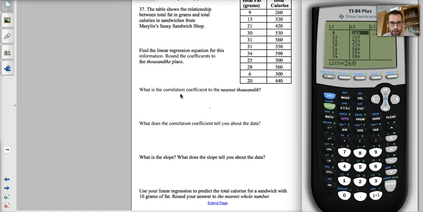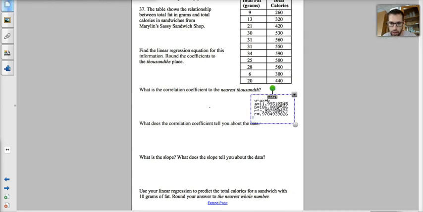Then if I'm finding a correlation coefficient, which is something I'm doing later, I want to turn my diagnostics on. So I went second, catalog, right down here by the 0 key. Alpha's already selected, so I can just go straight to a letter of the alphabet. So I hit the D right here, the D key. And then I'm scrolling down to diagnostics on to do a correlation coefficient, and I turn them on. Now it asks for a linear regression equation rounding to the nearest thousandths. So I'm going to go to stat, calc, linear regression, and I'm just going to grab this thing and move it over here so I can work with it.